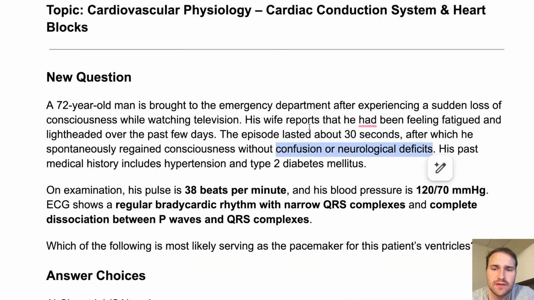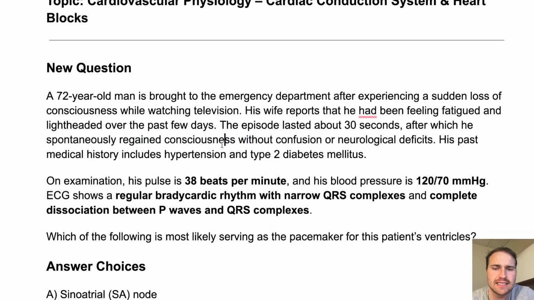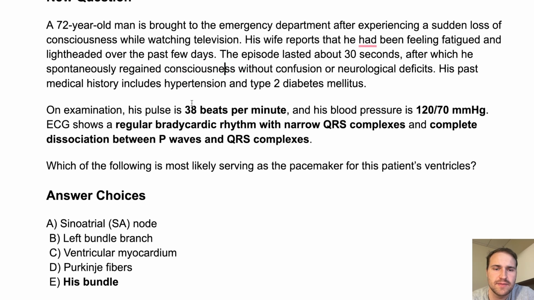All right, we got a 72-year-old man who loses consciousness for 30 seconds, and then he spontaneously regains it without confusion and neurological deficits. He has hypertension, type 2 diabetes. On examination, his pulse is at 38 beats a minute, and his blood pressure is 120/70. ECG says regular bradycardic rhythm with narrow QRS complexes and complete dissociation between the P's and the QRSs.